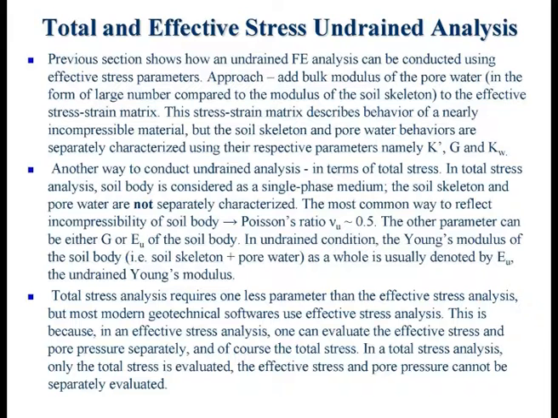All right. The second one is to use effective stress analysis using E dash, nu dash, or K dash, G dash. You need one more parameter. You need two parameters instead of one parameter. But the advantage is you can actually have an idea of the effective stress and the pore water pressure. So you will be able to extract the result for the effective stress and the pore pressure for you.